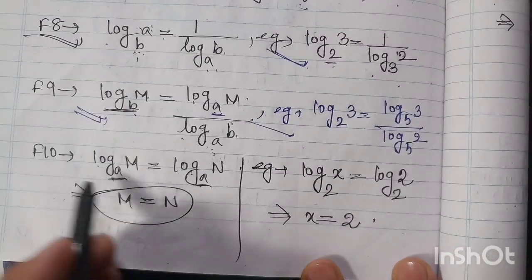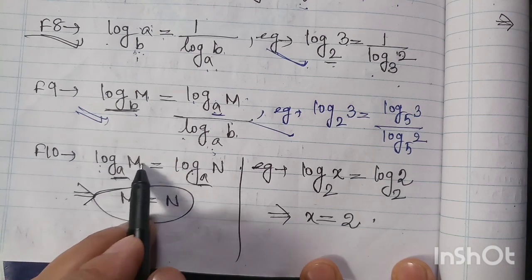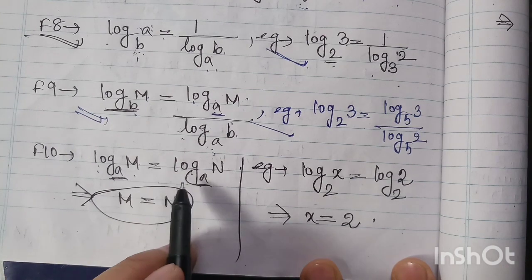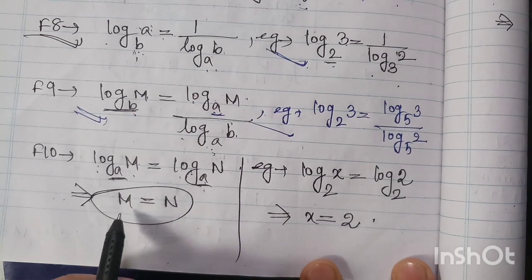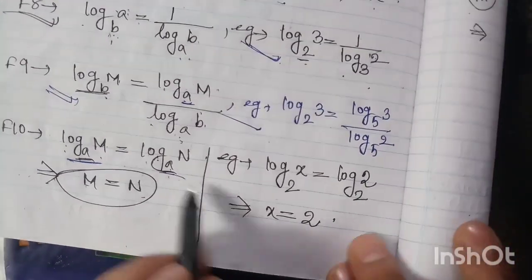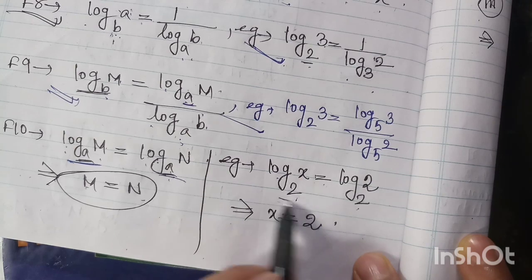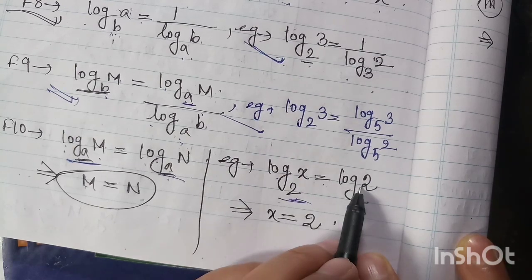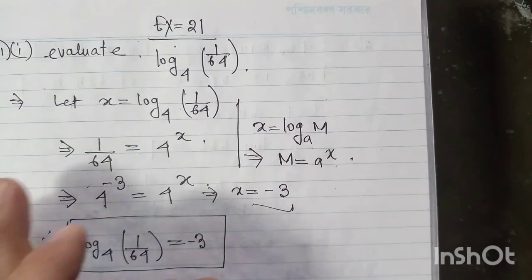Similarly, formula number 10: if logarithm of m to the base a is equal to logarithm of n to the base a, then we can write m equal to n, provided the base is the same. Suppose you have logarithm of x to the base 2 and logarithm of 2 to the base 2, the bases are the same, so we can compare and write x equals 2. Moving to the exercise, these are the formulas.